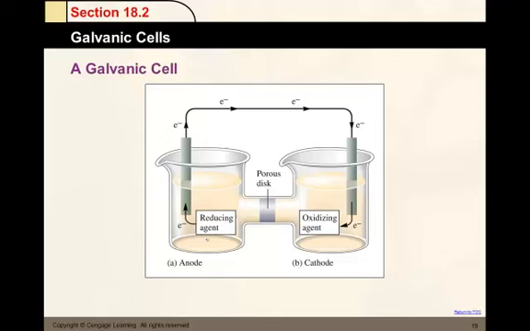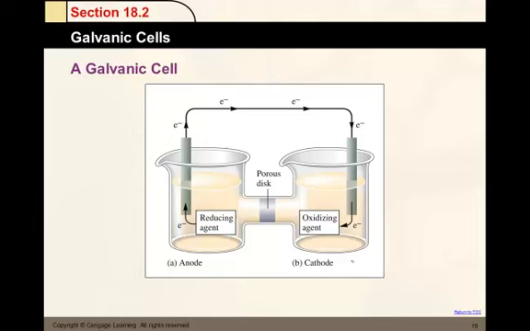This one shows that they're separating the two reactions into two sides, so that instead of the reaction happening immediately in one container, the electron flow can be harnessed. And you can see here, this is the electron flow. So what are the parts of a galvanic cell? Well, you have in this case 2 beakers. One is the anode, and one is the cathode.